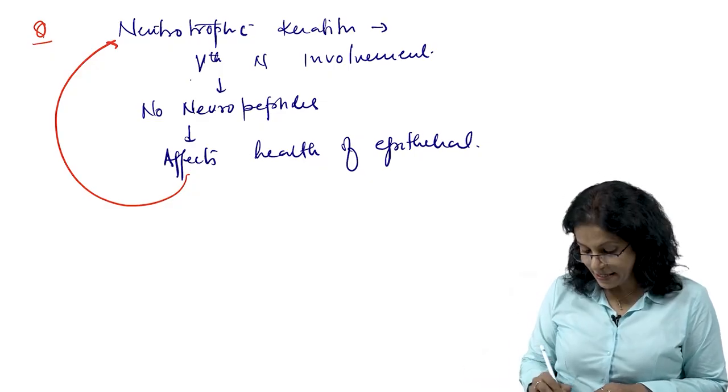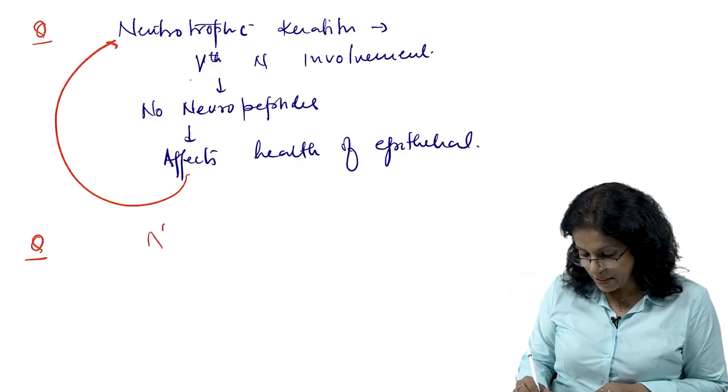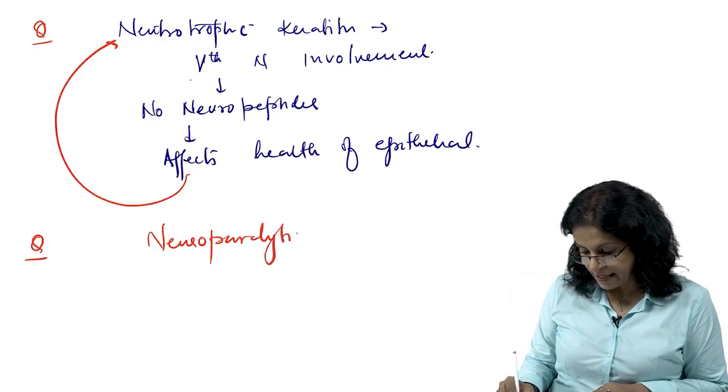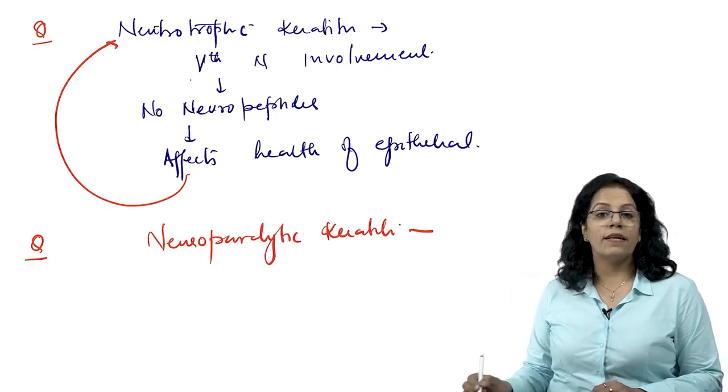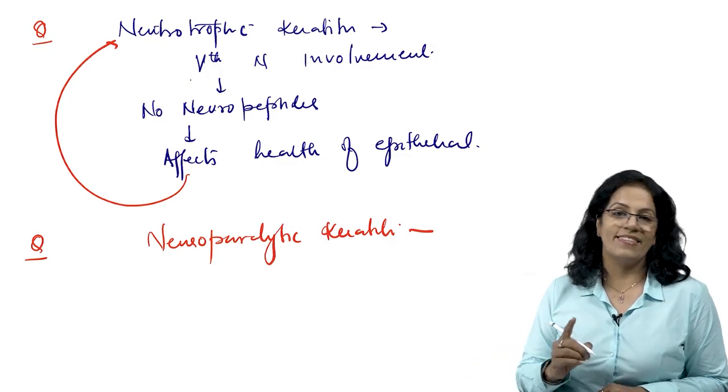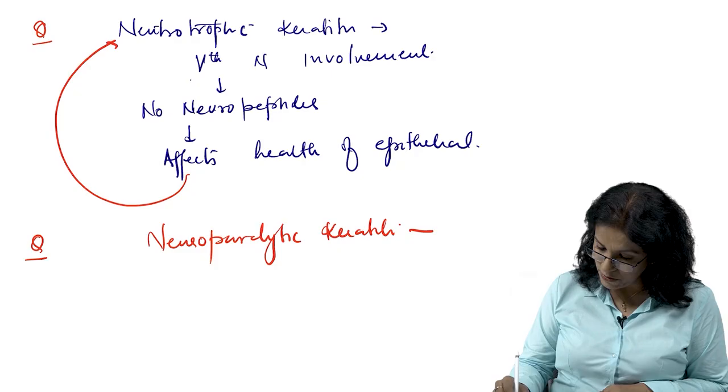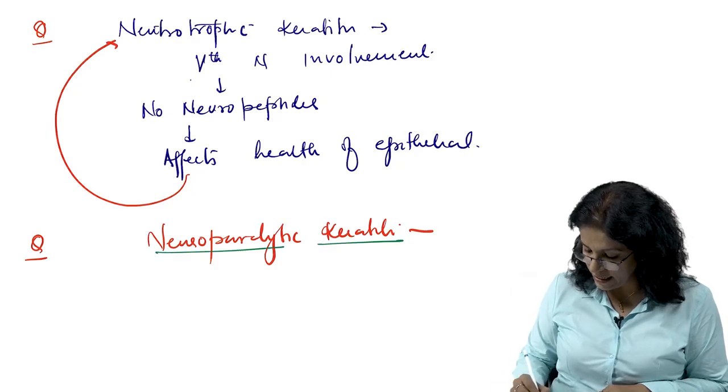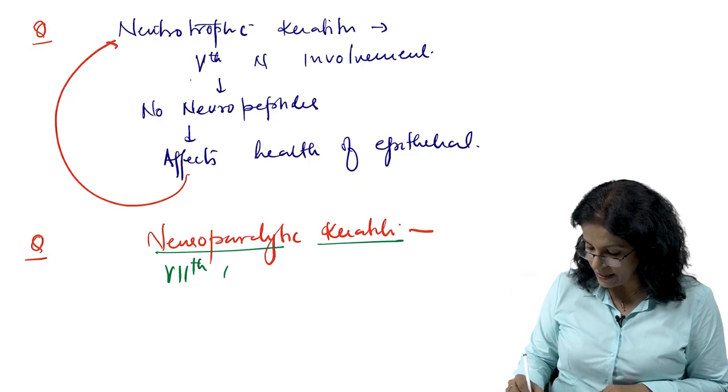Come to another question. The next question they can ask is, what is neuroparalytic keratitis? When you say neuroparalytic keratitis, neuroparalytic is due to the seventh nerve. Okay, this is a very repeated question. You should be very clear. Neuroparalytic is facial nerve palsy or seventh nerve palsy.